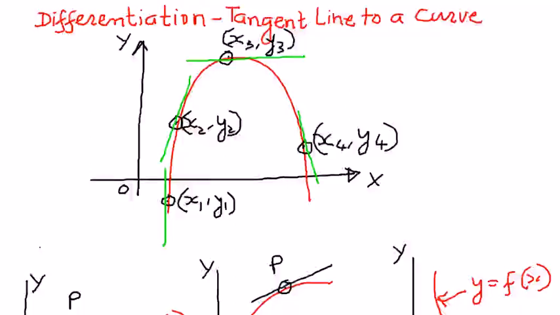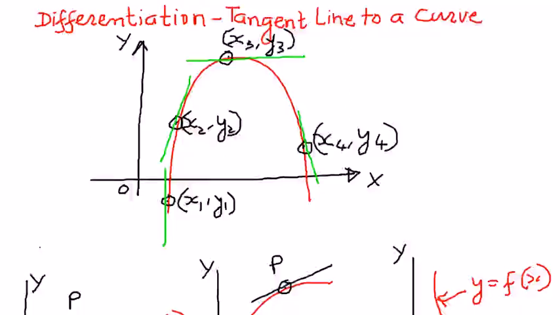Welcome to my presentation. In this presentation, we shall see how to represent a tangent line to a graph of a function. Calculus is a branch of mathematics that studies the rate of change of functions. Let us understand this tangent line to a curve by a simple graph of this nature. Here, we're looking at a parabola.